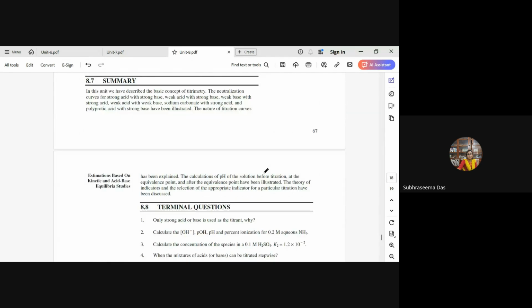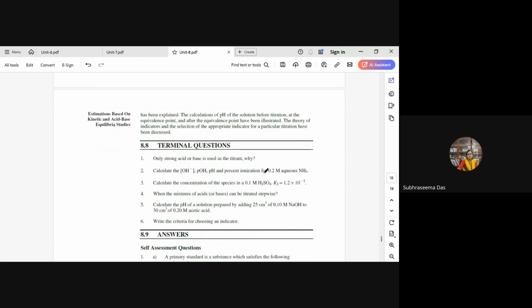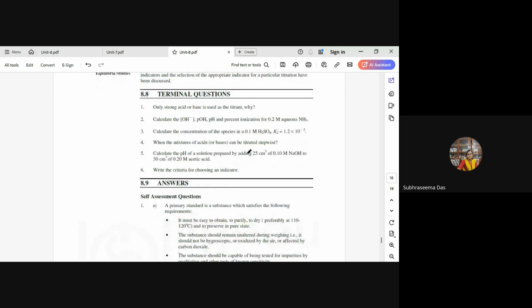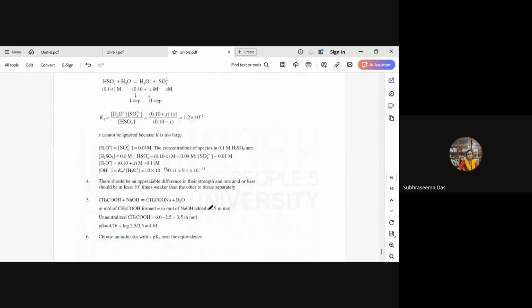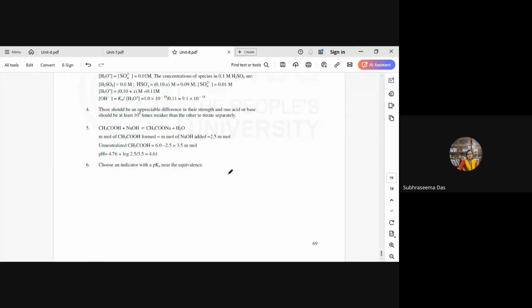In this unit, we have talked about titrimetry, the different types of titration curves, the different types of acid-base neutralization curves, and the method of calculation of pH in different titrimetric titrations. Some terminal questions have been provided along with the answers. Solving these will be useful on your part to go through this chapter. With this, we finish the unit on neutralization reactions, unit 8.